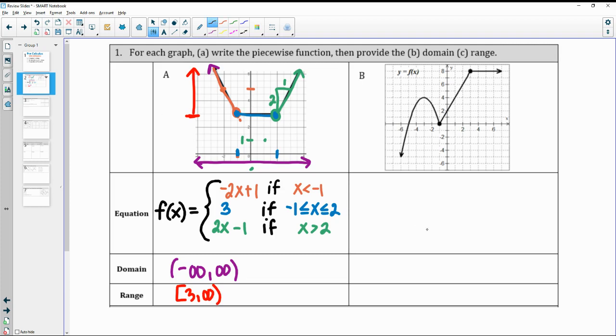Part B is similar. We've got 3 different chunks here, so I'll just get the equation part set up.